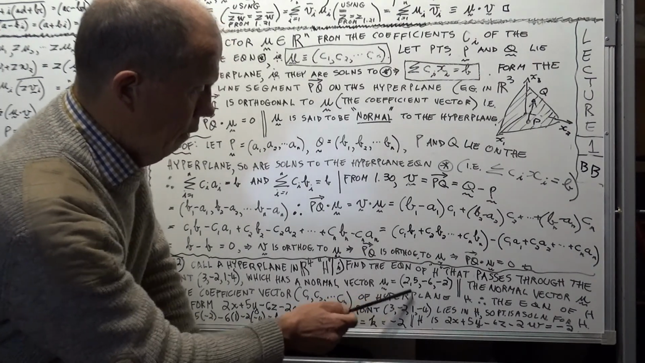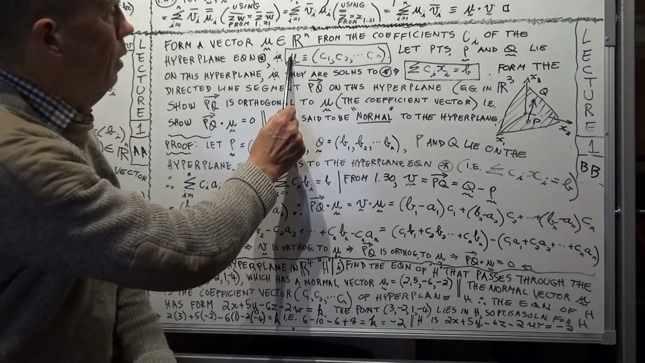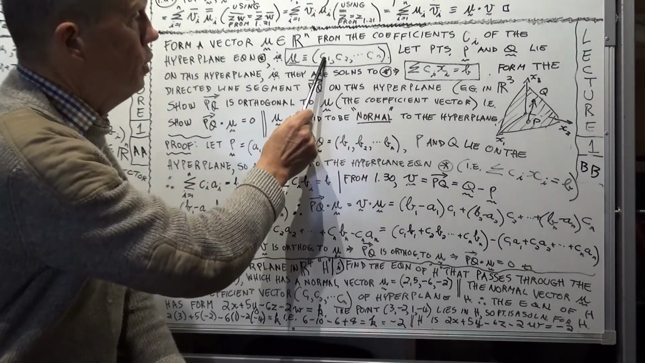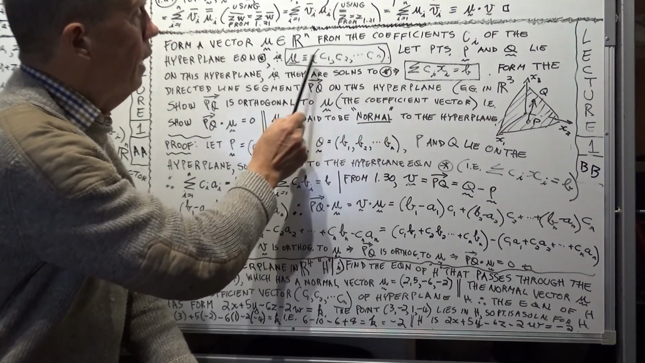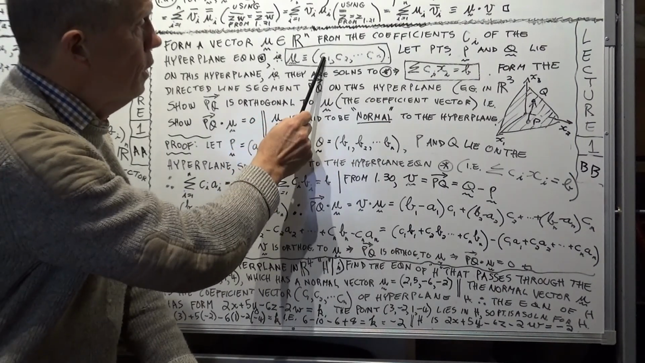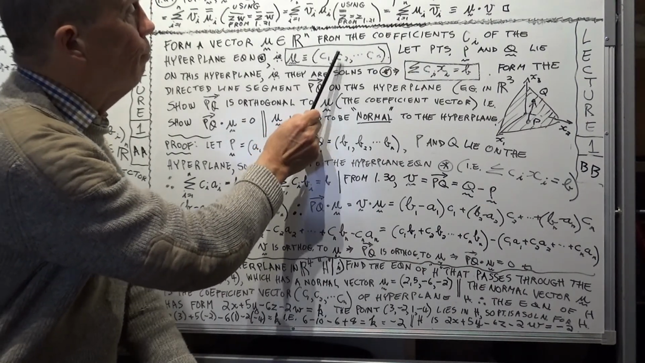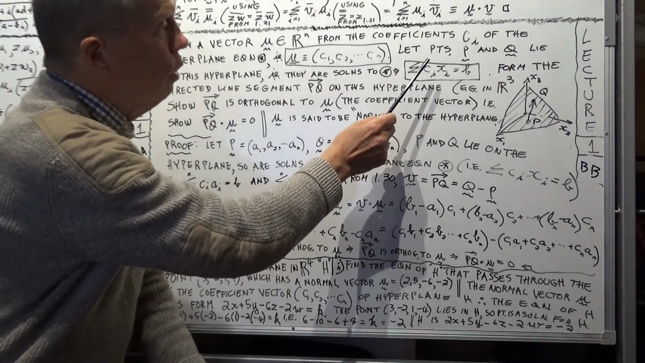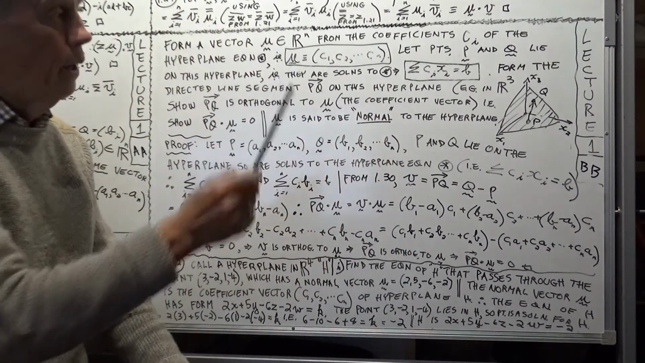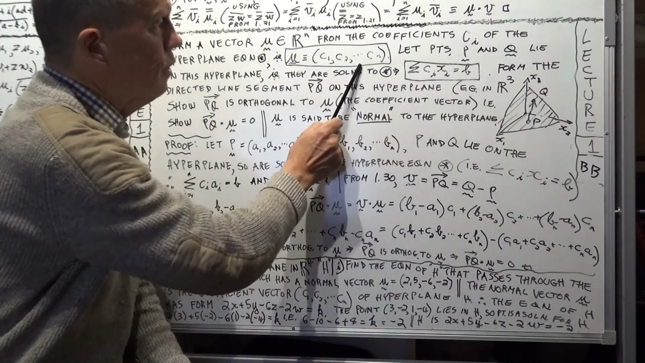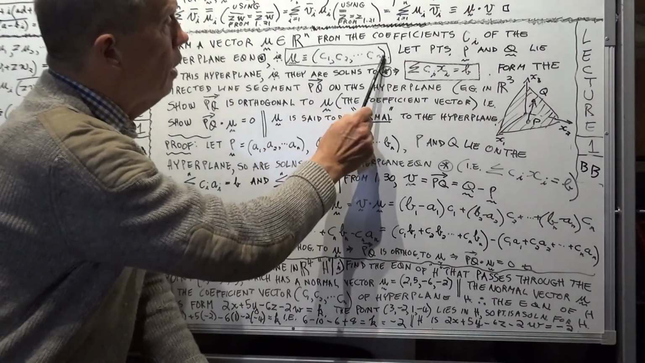Here's your vector U. What we did before was take these coefficients and put them into this vector, and that was the normal vector. So these components here are the coefficients of the hyperplane. So these C's here are these C's. Before we went from this to this, but now we're going the other way, right? We're given a normal.